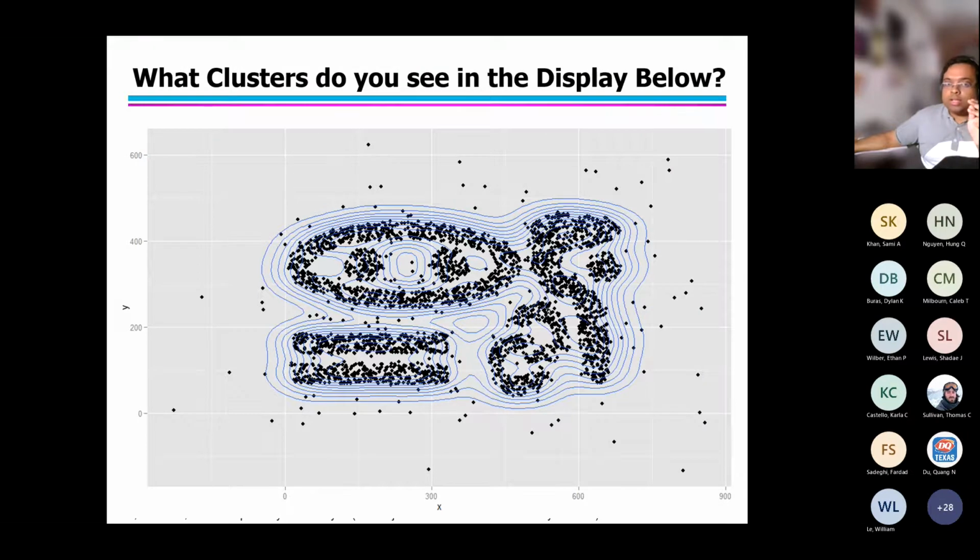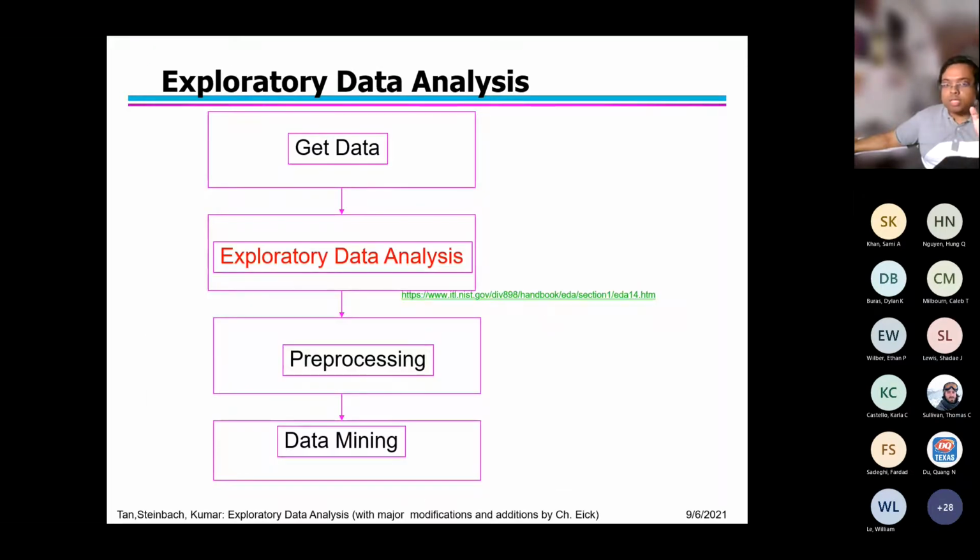So where does exploratory data analysis fall in the data analytics platform? First you get the data, then you do this kind of exploratory data analysis, where you try to figure out what's going on in the data.